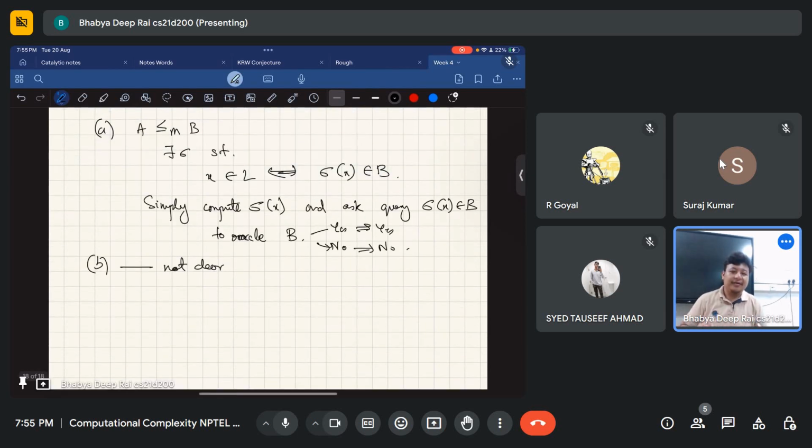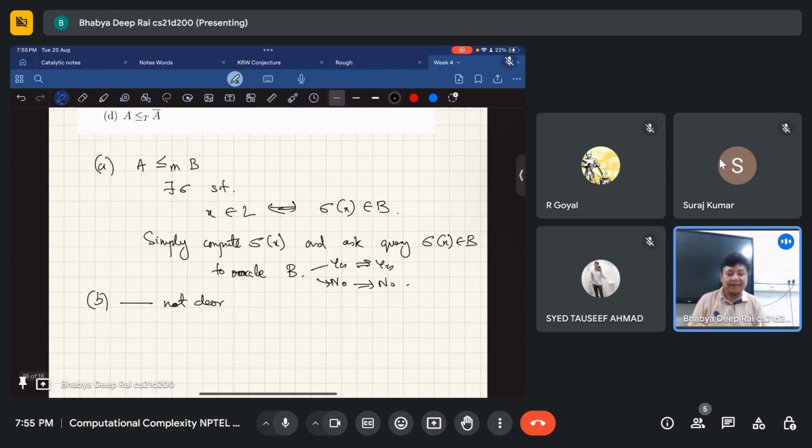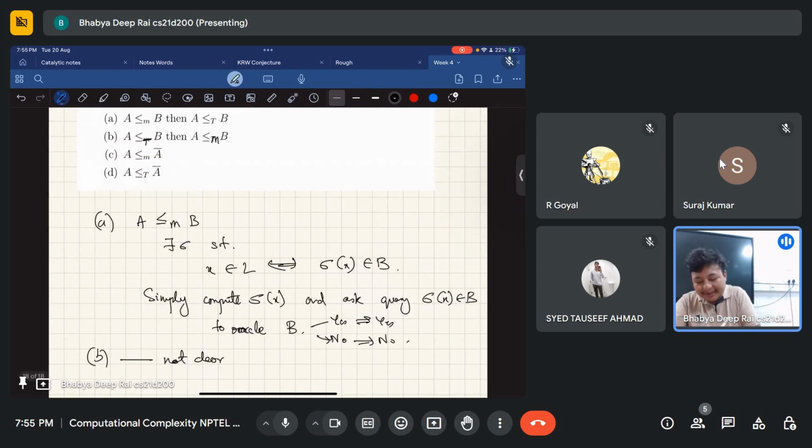But for the other direction, B is not clear. Who knows, maybe A performs many queries to B. A is continuously asking questions to B. How do I make a single question such that on B saying yes, I'll say yes, and on B saying no, I'll say no? So that is not clear. So it is not known whether B is true or not, but A is definitely true.